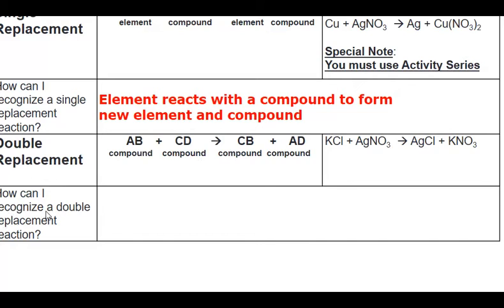Double replacement, how do I recognize double replacement? Notice how they look very similar. But the difference is that this is element and compound, this one's compound, compound. So it has two compounds on both sides. Notice ionic compound, gives us ionic compound, ionic compound.